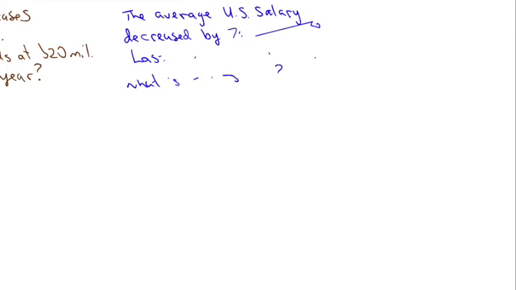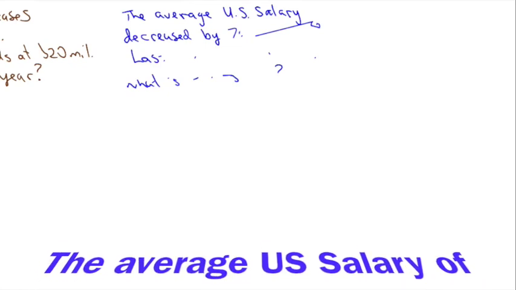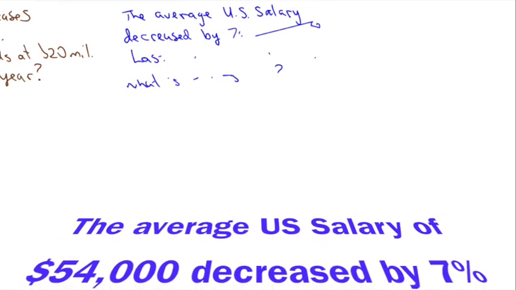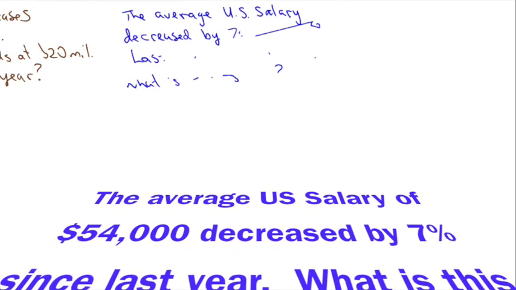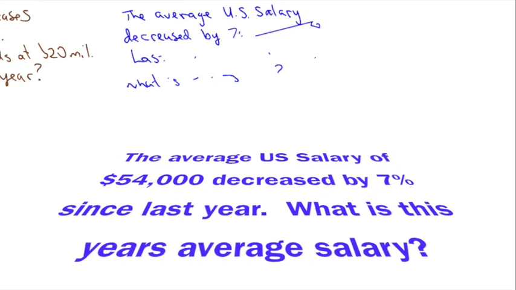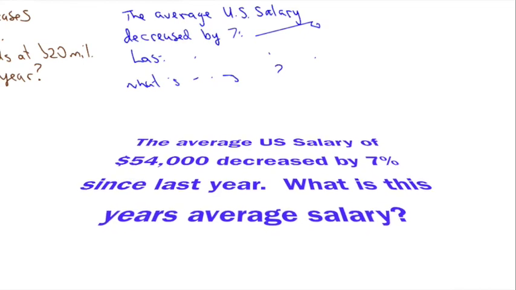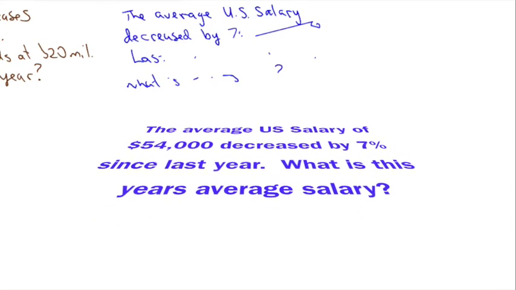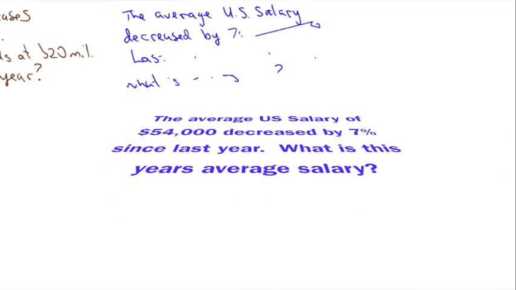So the average US salary decreased by 7%. Last year it was 54,000. Anybody believe me? No. Well, it depends on how you look at average. The average salary, remember I said, was around 200,000? But that's only because you have Bill Gates and Warren Buffett pulling the average up. This would be more like the median salary, and it's pretty accurate. I think it's like 48,500 right now. I'm just making up numbers though.